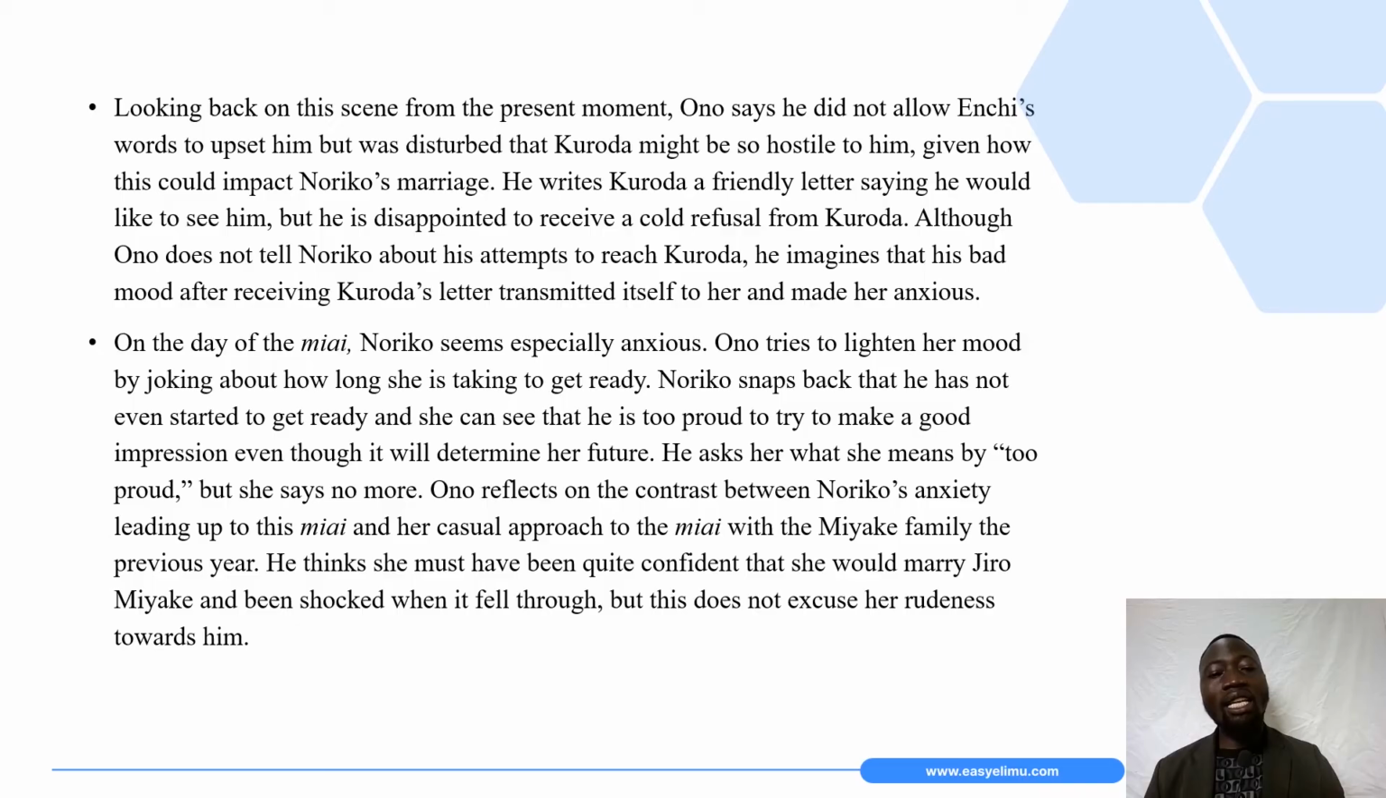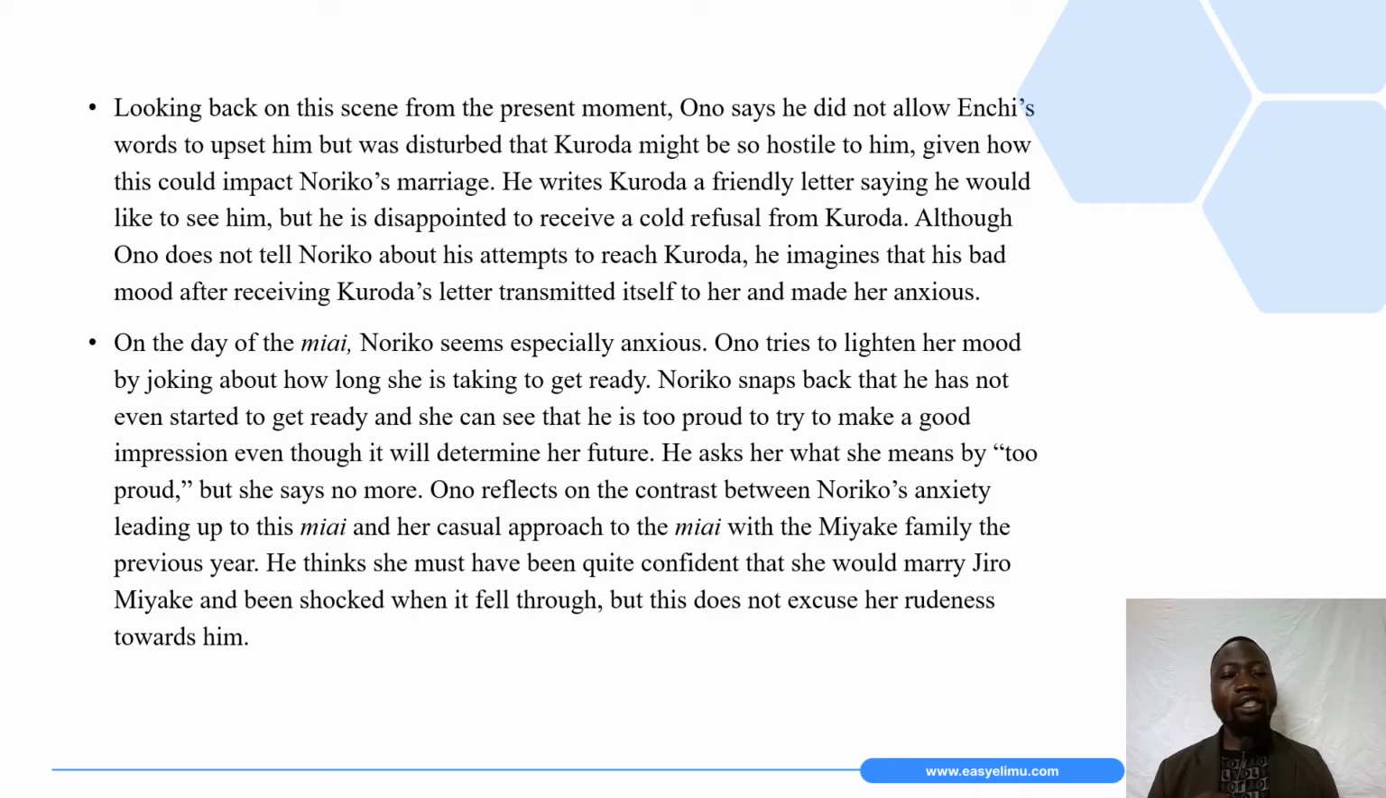So on the day of the Miai, Noriko seems especially anxious. So Ono tries to lighten her mood by joking about how long she is taking to get ready. Noriko snaps back that he has not even started to get ready, and she can see that he is too proud to try to make a good impression, even though it will determine her future. So he asks her what she means by too proud, but she says no more.